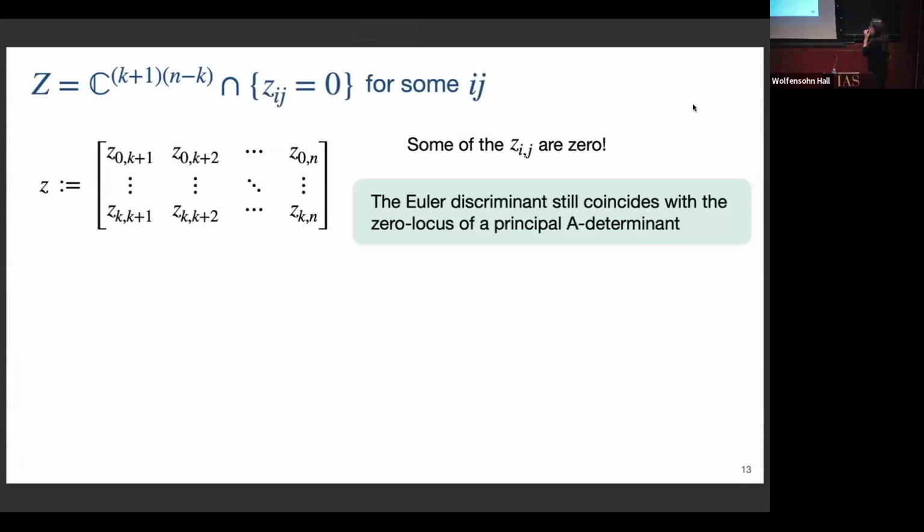The new case we were interested in, together with Saclay, is when we take Z to be the full parameter space intersected with some of the coordinates being 0. Now I assume that in the matrix of coefficients, some of the Z_ij will be 0. In this case, ideally we want to describe the Euler discriminant, and this still coincides with the zero locus of a principal A determinant. The reason is that I'm basically just changing the monomial support of A, but I'm not restricting to a subspace of the parameter space.